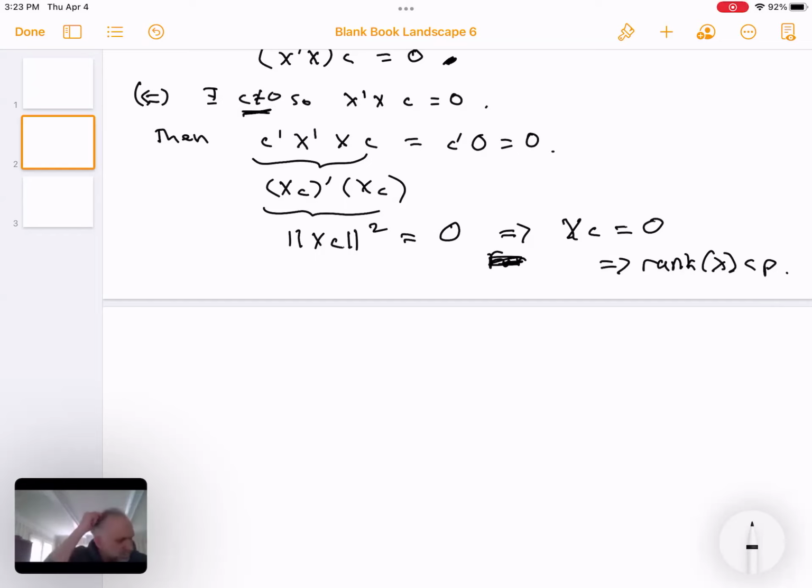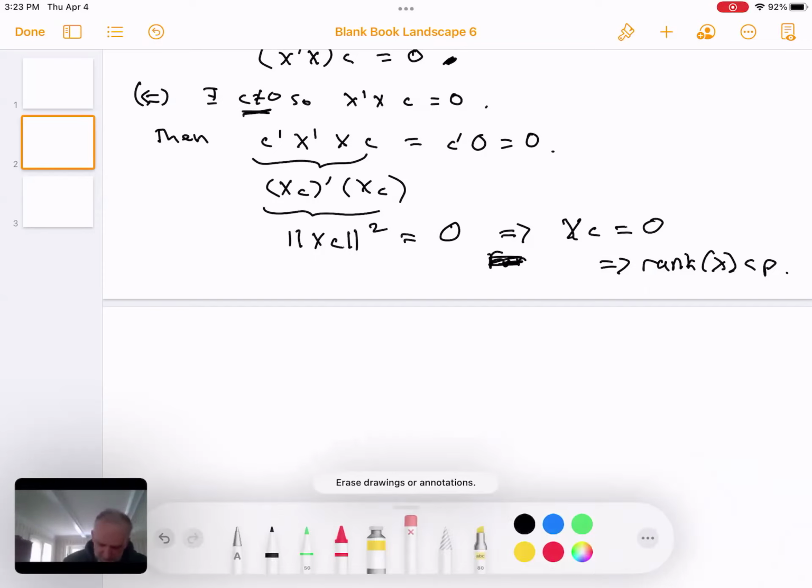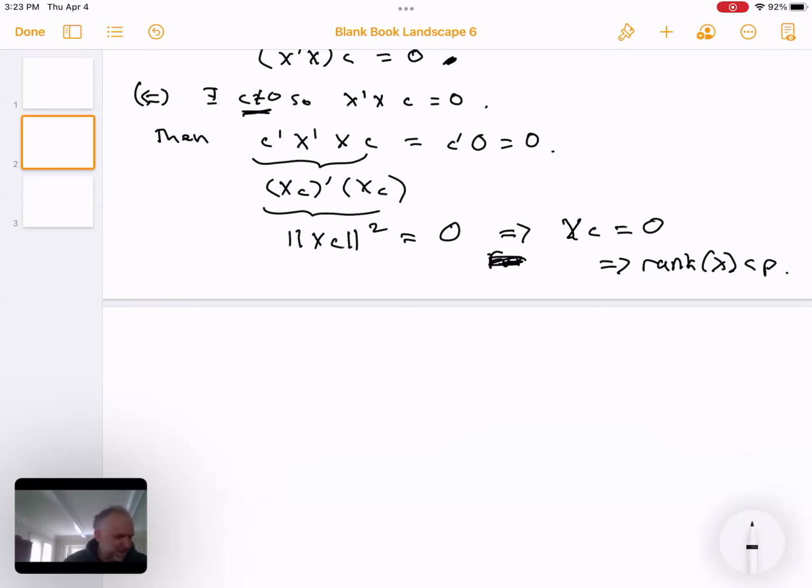So let's continue a little more. I'll write the title of this. The next thing is, suppose x has nearly dependent columns. What do we mean by this?